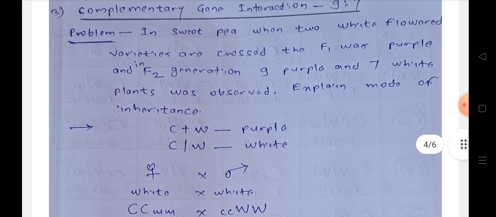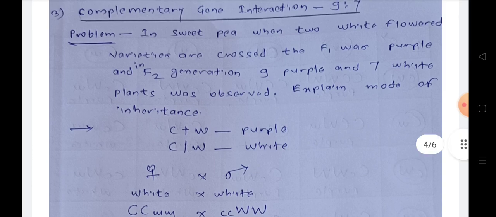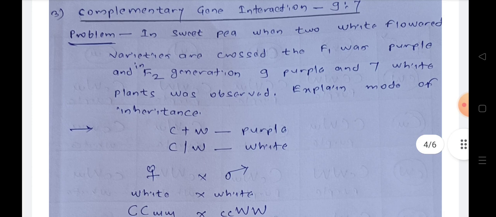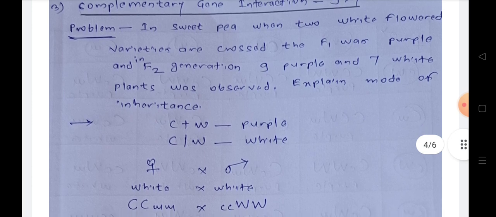Two white flowered varieties are crossed and the F1 was purple, and in the F2 generation 9 purple and 7 white plants were observed. Explain the mode of inheritance. We can prove the mode of inheritance or gene involvement. So what is the condition in complementary? Suppose we take two dominant genes, capital C and capital W. When they are present together, it becomes purple. If either of them, capital C or capital W, is there, it will be white. And if they are recessive, small c and small w, it is also white.